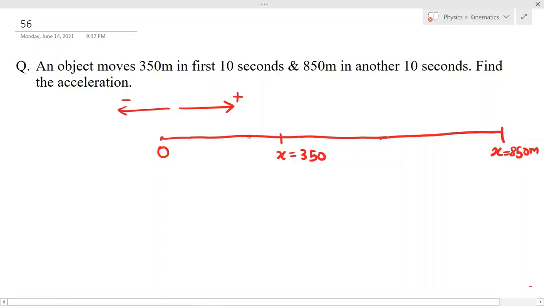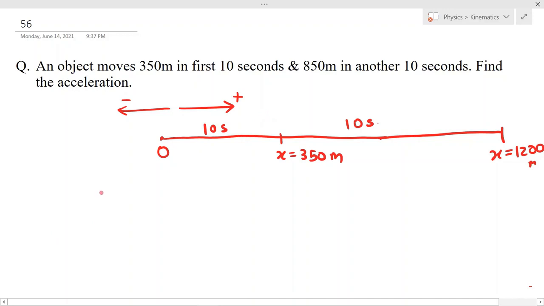So this distance 350 meter was covered in first 10 seconds, and this another 850 meter. So now another distance, sorry, this will be 850 plus 350, which is I guess 1200 meter. So this another 850 meter distance was covered in another 10 seconds. So now we have to find the acceleration. So now let's solve this.